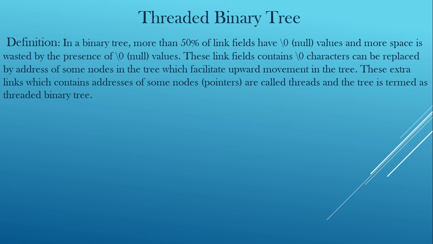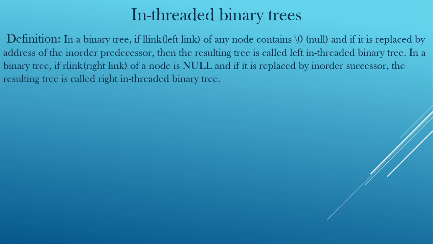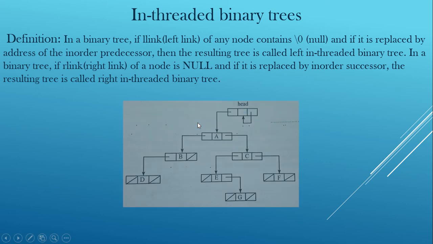Now let us see what are the various types of threaded binary trees. There are three types: in-threaded binary trees, post-threaded binary trees, and pre-threaded binary trees. What is an in-threaded binary tree? Definition: in a binary tree, if the L link, that is the left link of any node, contains null, and it is replaced by the address of the in-order predecessor, then the resulting tree is called a left in-threaded binary tree. And if the R link, that is the right link of a node, is null, and it is replaced by the in-order successor, then the resulting tree is called a right in-threaded binary tree.